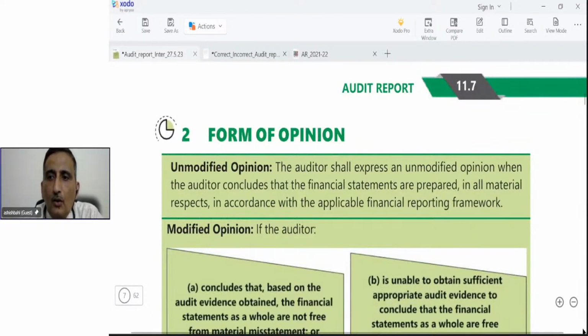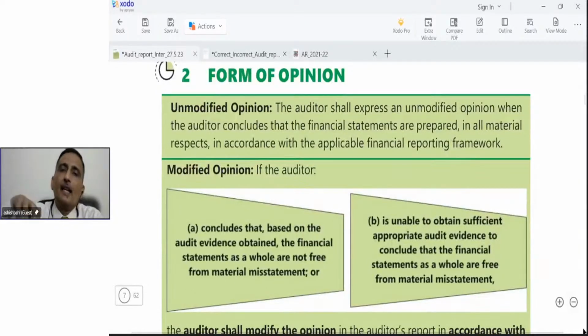So students, I want you to assimilate it in your minds right now, so that you never forget it: what is the difference between unmodified opinion and modified opinion, and under what circumstances modified opinion can be given. Guys, you have to remember that modified opinion can be given in two circumstances. Either the auditor has obtained audit evidence on the basis of which he is able to conclude that financial statements are not free from material misstatements, or he has not been able to obtain audit evidence which can show him that financial statements are free from material misstatements.